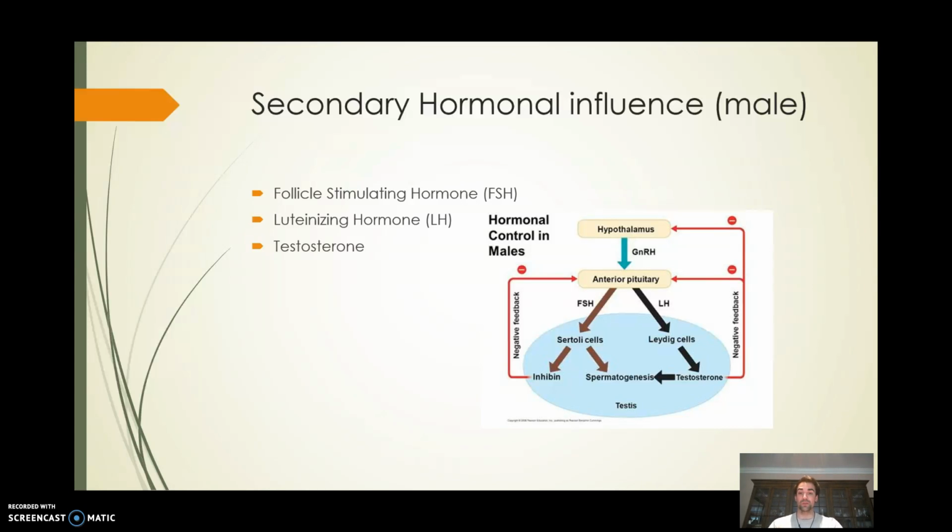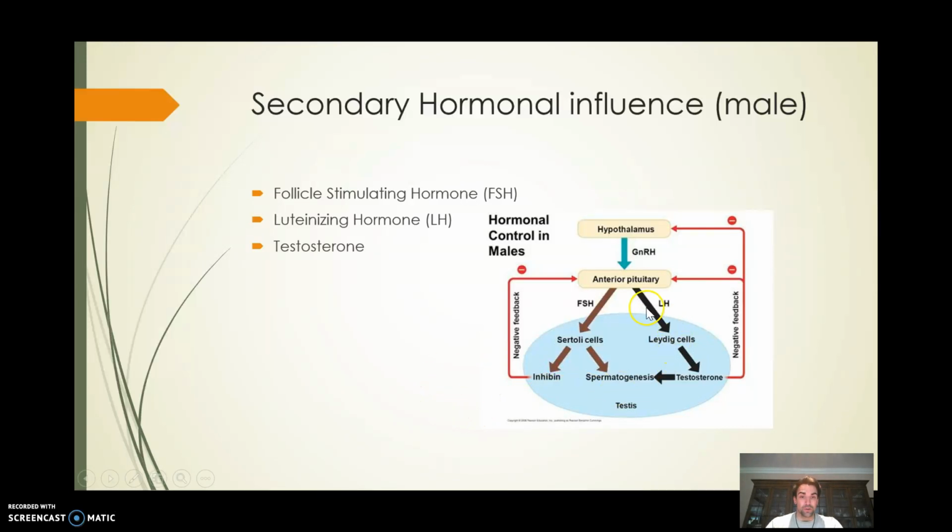Then we have luteinizing hormone, which is involved in the production of sex hormones or androgens by the interstitial cells of the testes, and therefore is also called interstitial cell-stimulating hormone. And finally, we've already talked about testosterone as a driving force in the male reproductive system. Testosterone promotes the production of sperm and secondary sex characteristics that are more masculine, such as the Adam's apple or protruding brow and things of that nature.